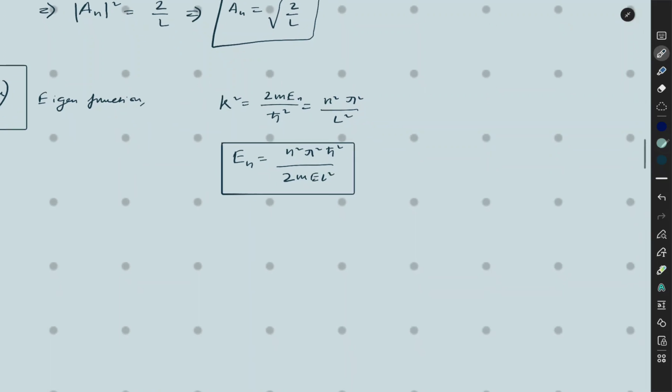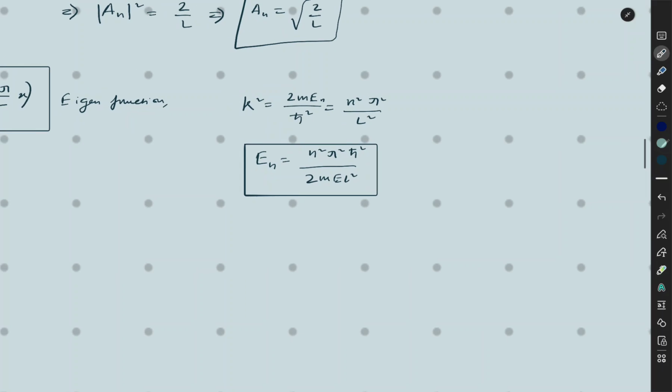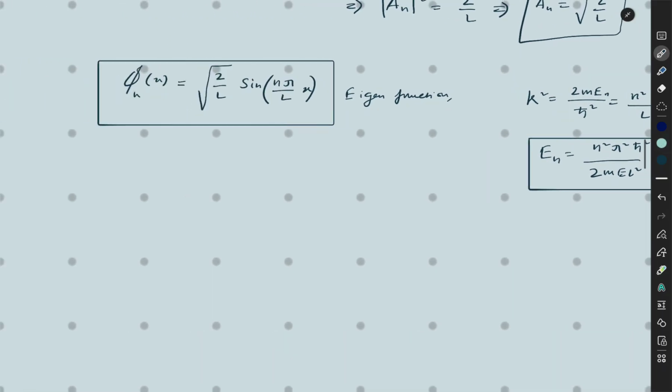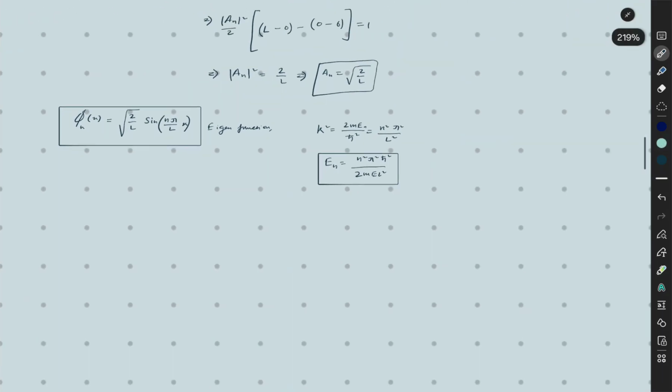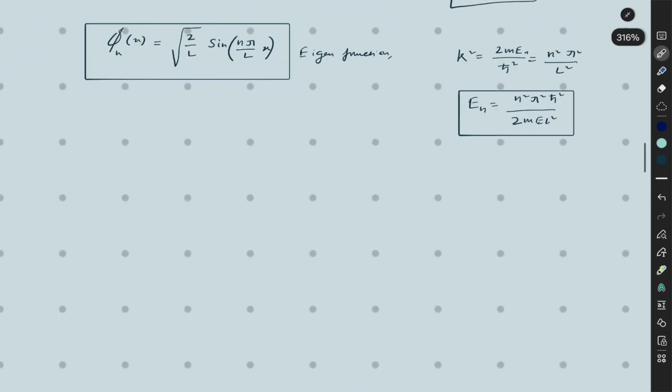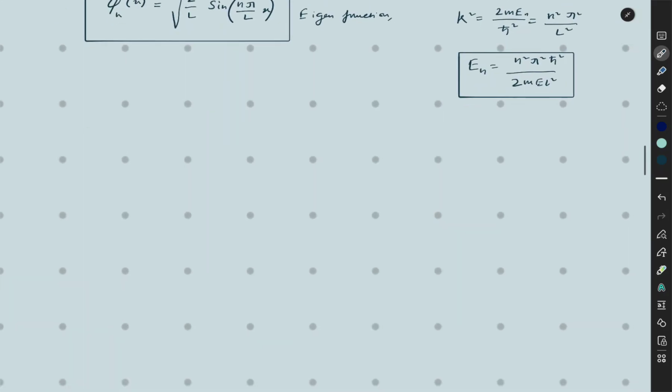Now, as we have discussed earlier, the possible minimum value for n is 1, not 0. So if we make a corresponding table of n, phi n of x and E n, then we will get something like this.